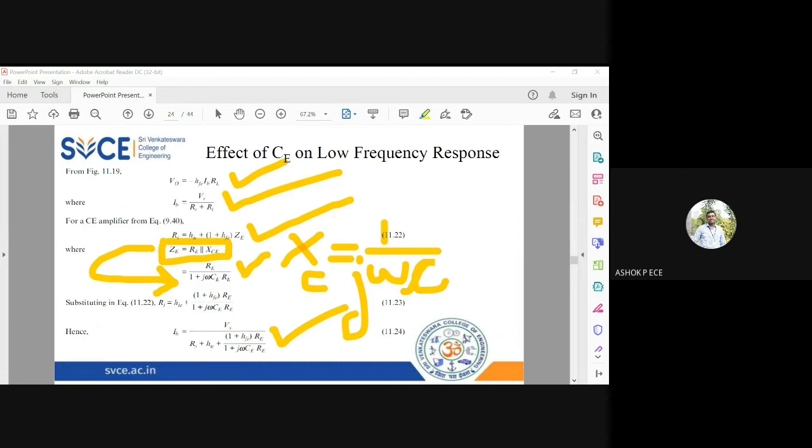ZE is reactance present at the emitter side. And usually this RE will not come in the circuit because CE will be short circuited. But here CE is not short circuited because we are going to study the effect of CE. So you should have that CE in the circuit. That's why we have retained CE in the circuit.